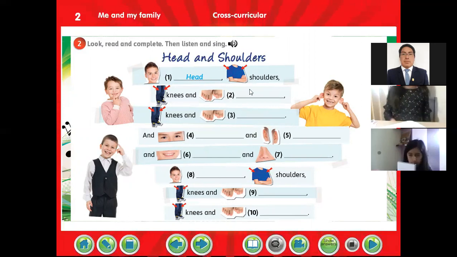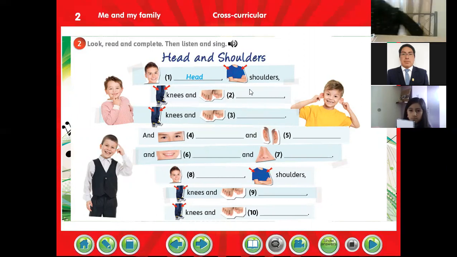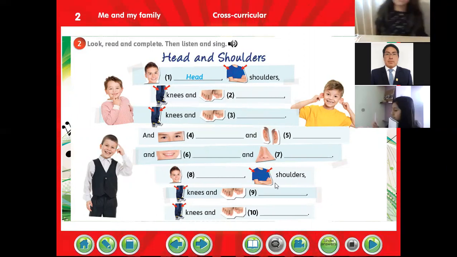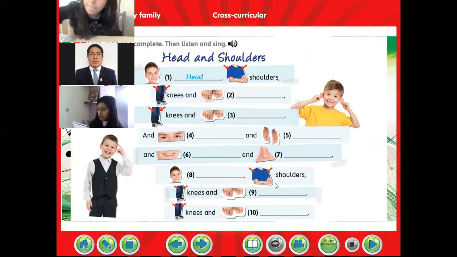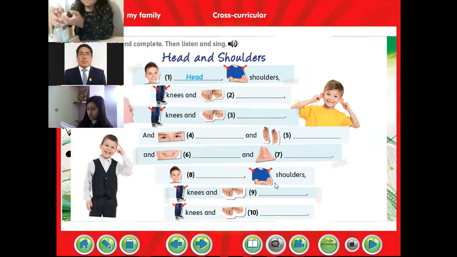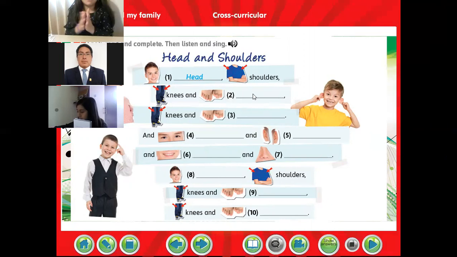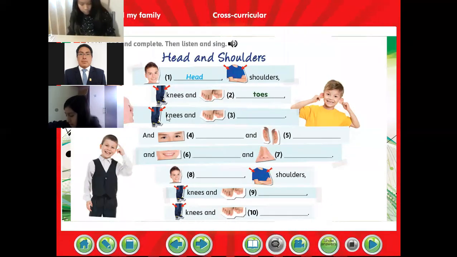Now, very fast. If you want to participate, please raise your hand. Help me to complete this song. Let's see. Fabrizio, can you tell me what is the number 2? Toes. Thank you. Remember the pronunciation: head, shoulders, knees and toes. Good.